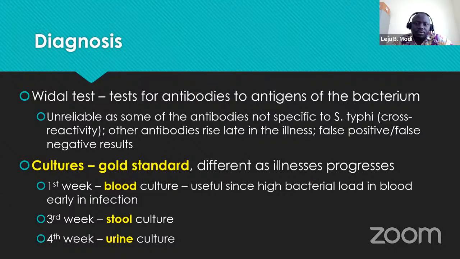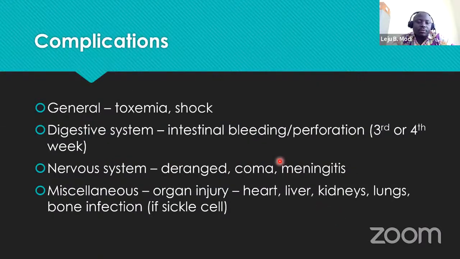So in the 3rd week, because the bacteria become so many in the body, also in the GIT, I mean in the digestive system and so on, they get excreted. So a stool culture becomes very helpful. And by the 4th week of infection or signs and symptoms, urine also tends to have this bacteria. So they can still do a urine culture. All these different cultures are the most preferred way to diagnose typhoid and say, yes, this is typhoid and I'm prescribing this kind of medication.